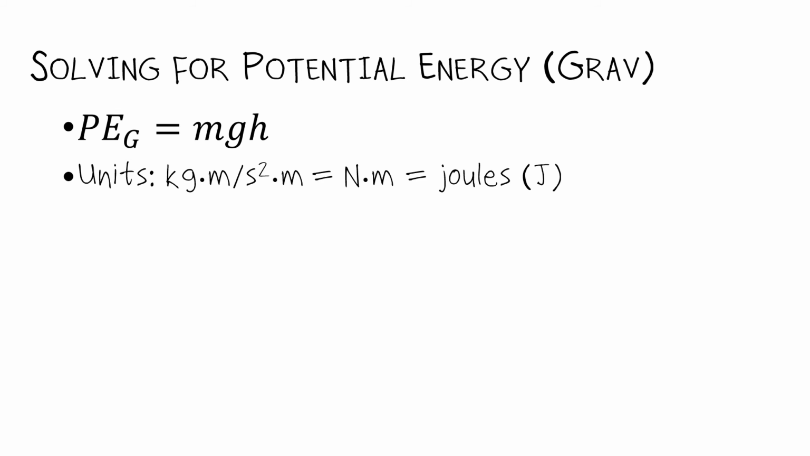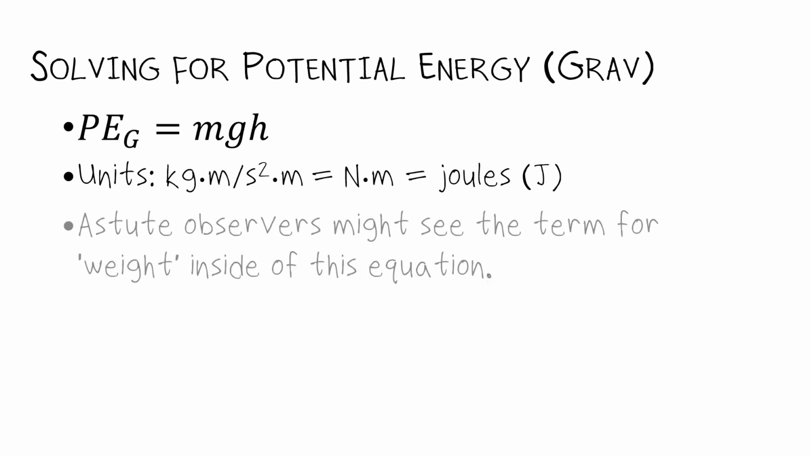You can see it's kilograms times meters per second squared times meters. You smash that together, you get kilogram meters per second squared, which is a Newton, and then you have another meter, and there we have our term again, Newton meters, which is the same we had for kinetic energy, as well it should be. And Newton meters, again, can be written as joules.